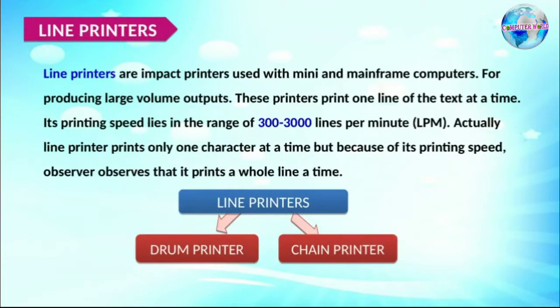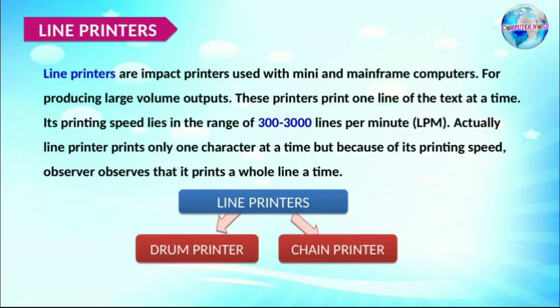Line printer. Line printers are impact printers used with mini and mainframe computers for producing large volume outputs. These printers print one line of text at a time. Its printing speed lies in the range of 300 to 3000 lines per minute. Actually, a line printer prints only one character at a time, but because of its printing speed, the observer observes that it prints a whole line at a time.